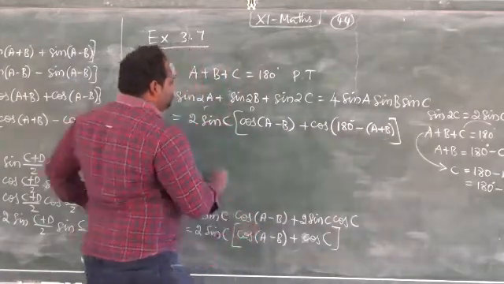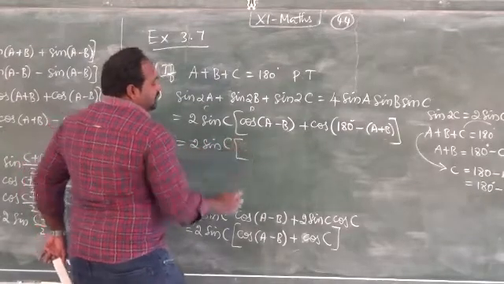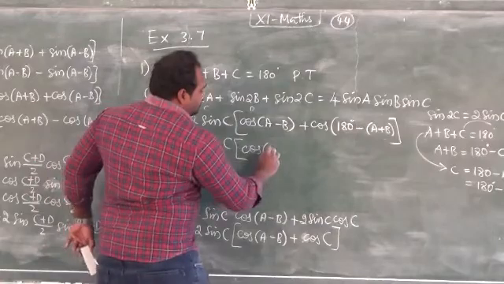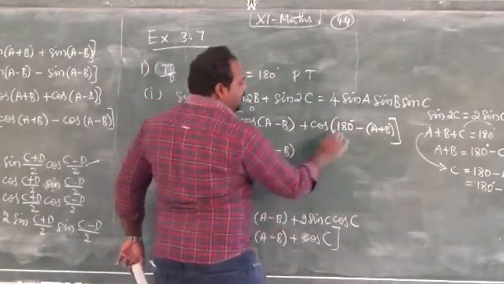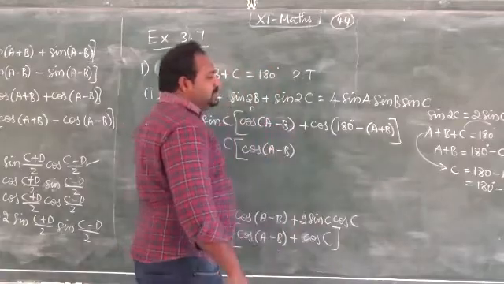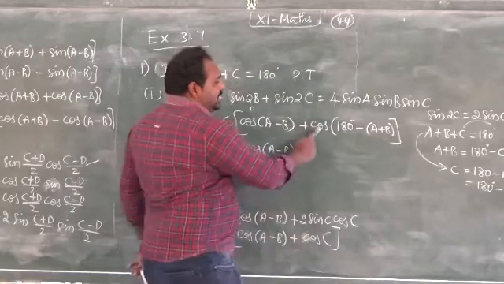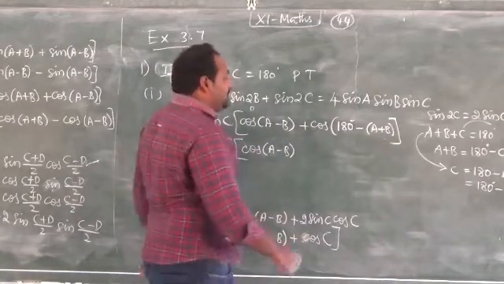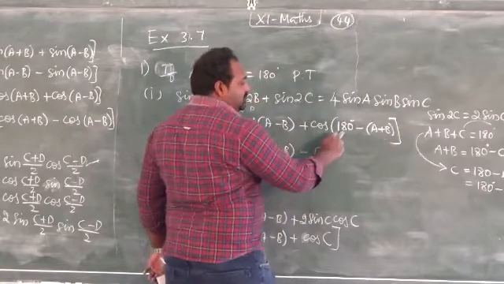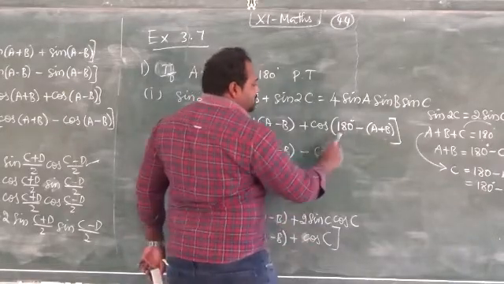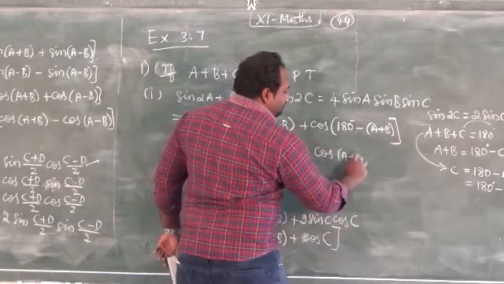So 2 sin C, cos (A minus B) plus cos of (180 minus theta). Here 180 minus theta is in the second quadrant. We know that cos is negative in the second quadrant. We have no change in the ratio because 180 will not change. So 180 minus theta is 180 minus (A plus B).